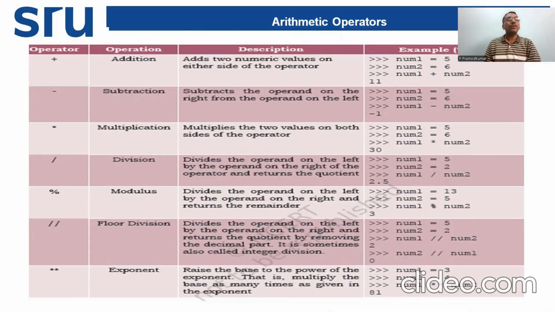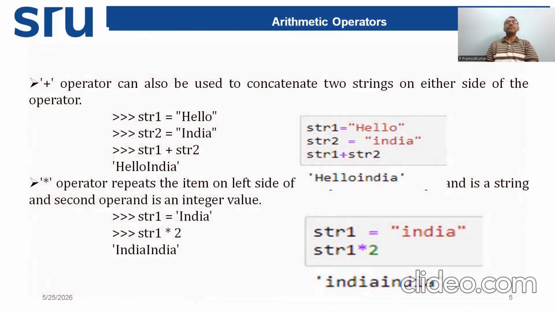So, these are all the 7 operators which come under the arithmetic category. Yes, coming to the next one. Some of the arithmetic operators are not only for performing operations on numbers; even the plus and multiplication operators perform operations on strings also.